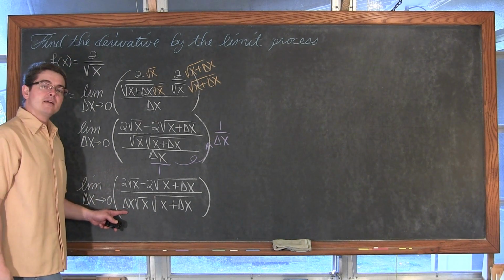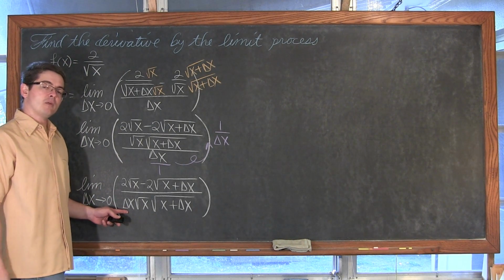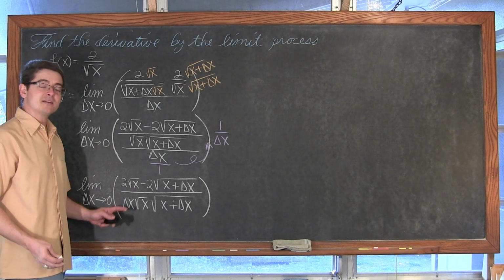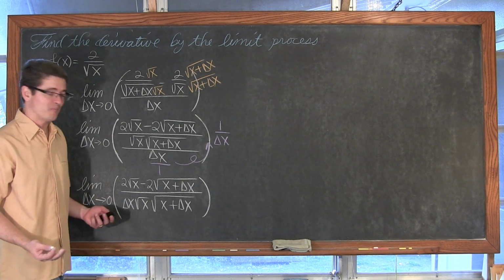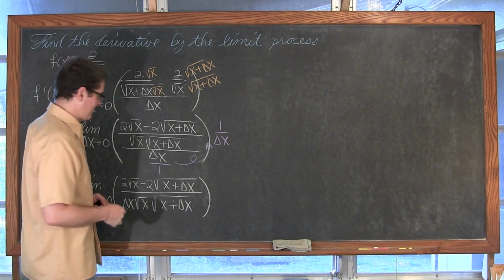Now, don't worry about taking all these factors in the denominator and multiplying them together, because remember, we're trying to get that delta x to go away so I can plug in 0. If I can make it go away.